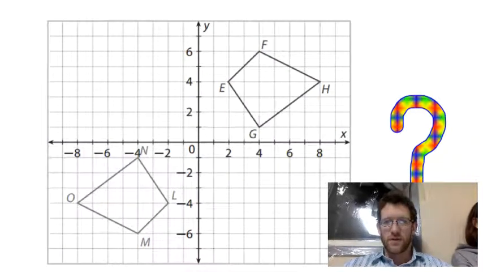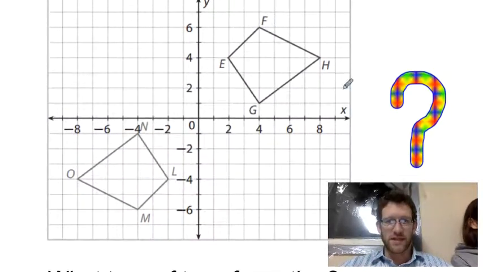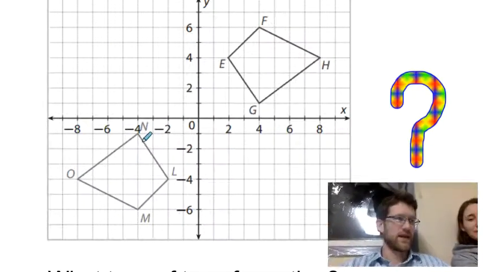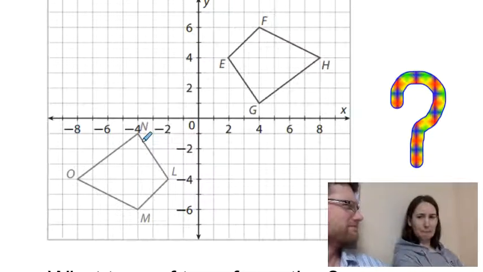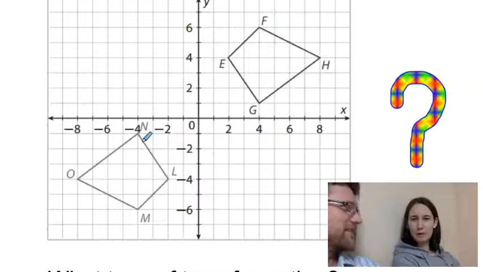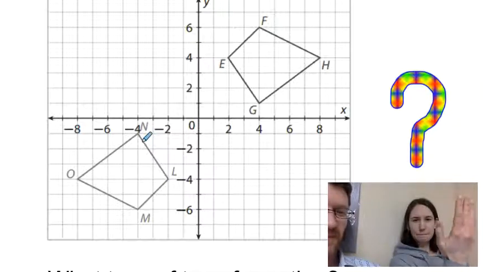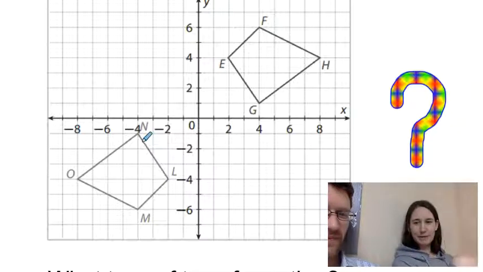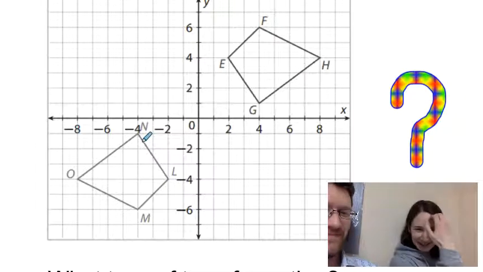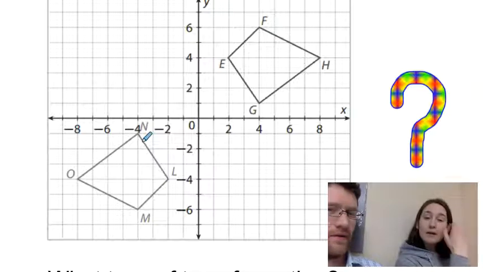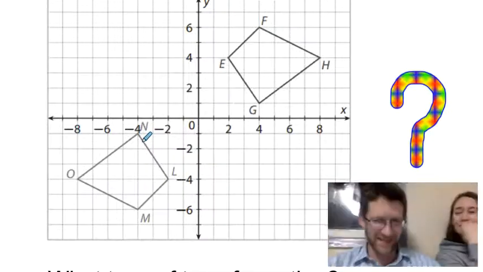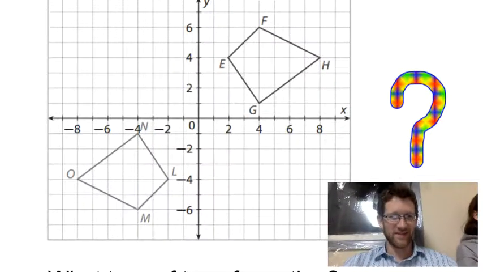Okay, so what type of transformation is this? We can look at it. It's a reflection? Look at it again carefully. It's not a reflection. Rotation. Rotation, good job. It's 180 degrees around the origin.